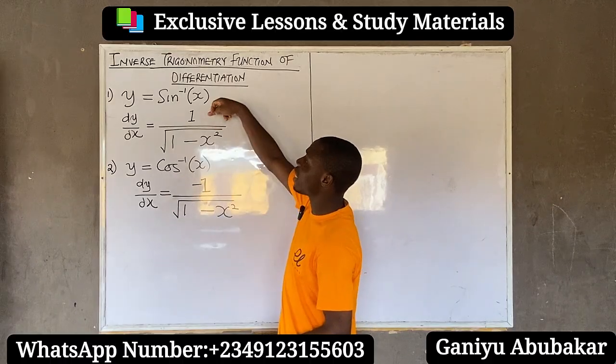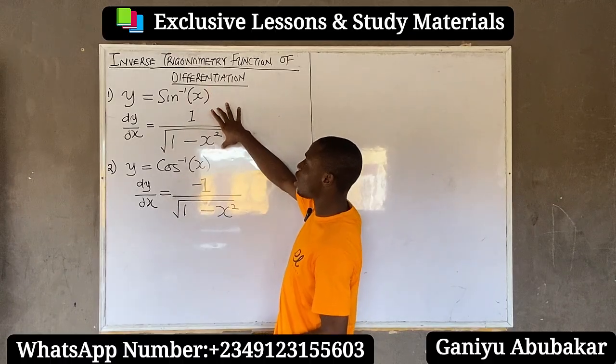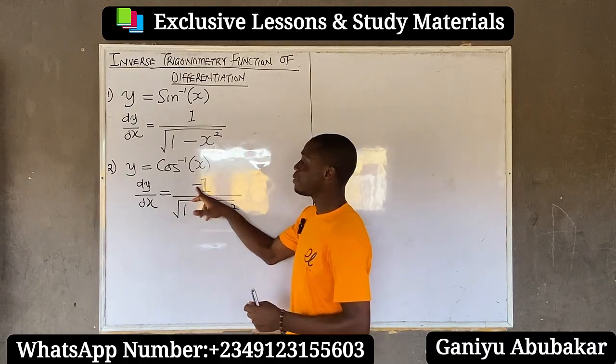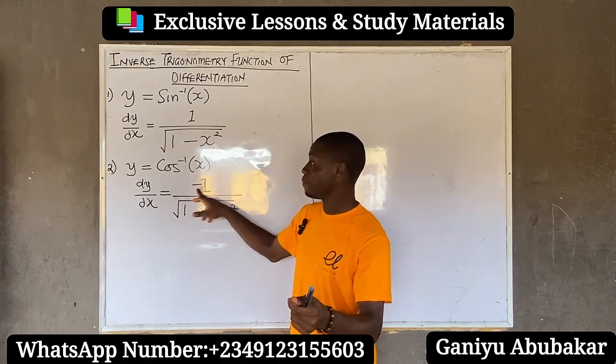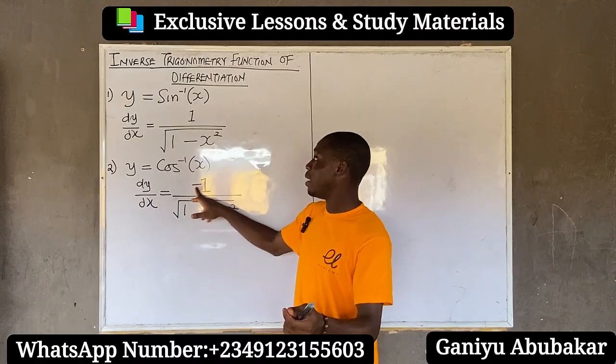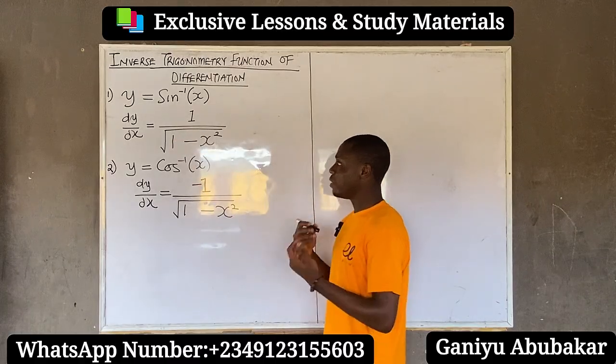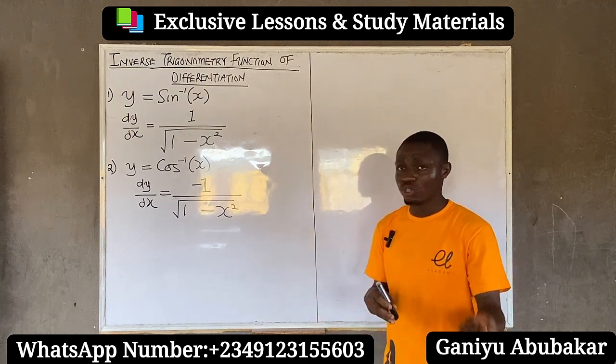So if you know the answer for sine inverse of x, it means you know the answer for cos inverse. The only difference here is the attachment of what? The negative sign. Here has a negative sign, there has no negative sign. This is the second inverse trig function you need to know.